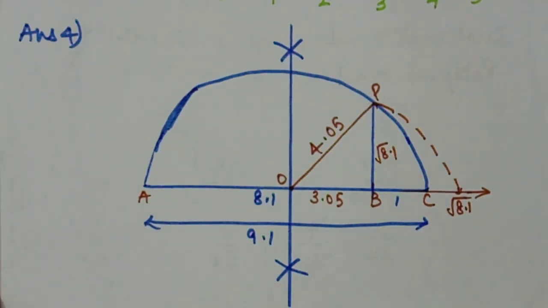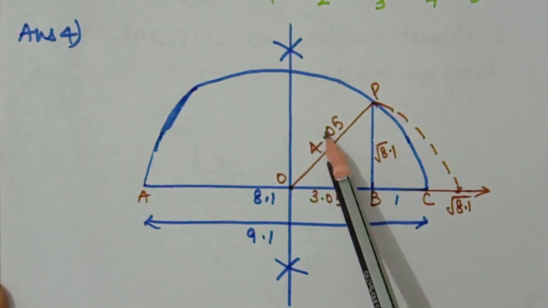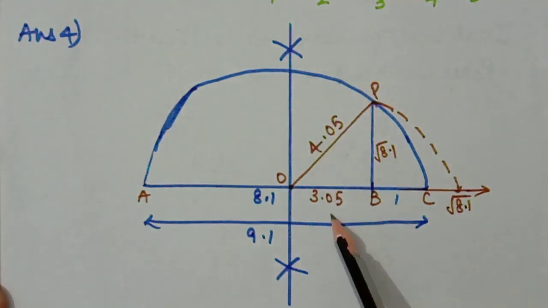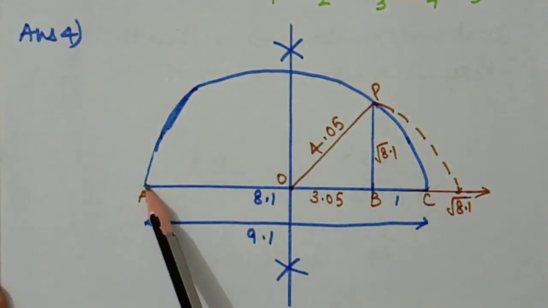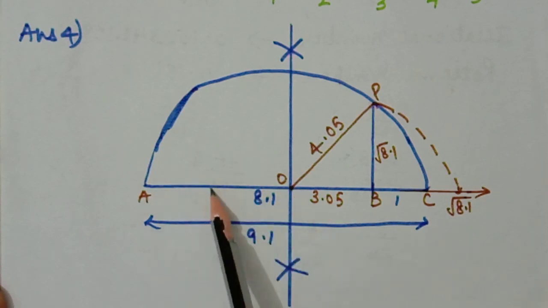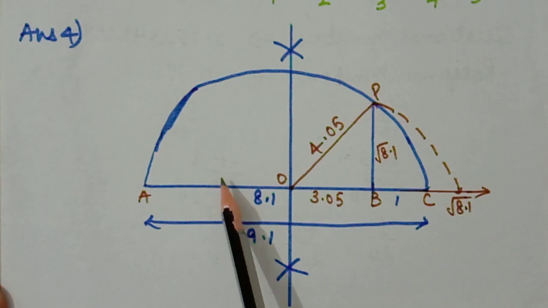Answer 4th is incomplete without showing Pythagoras theorem in this triangle. Most of the students are confused from where we will take these two measurements. This complete side AC is 9.1, so half of AC is AO, which is half of 9.1, which is 4.05.